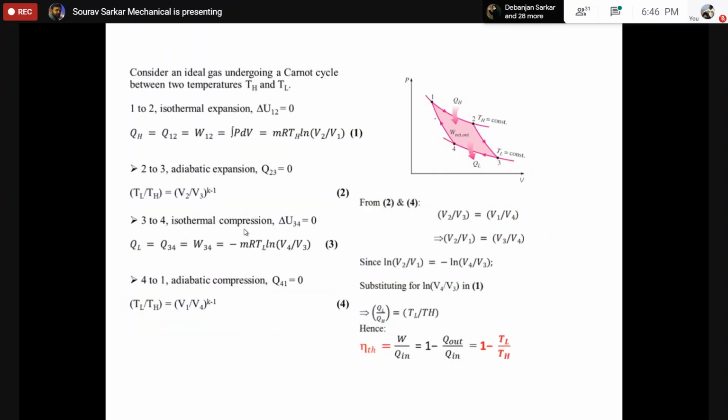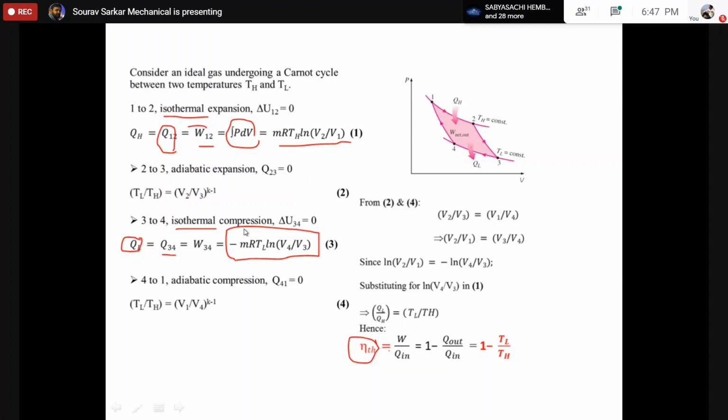Now from that we calculated the efficiency of the Carnot cycle. We calculated the heat input, which is equivalent to the work output. As it is isothermal, there is no change of internal energy. Whatever heat you are supplying, the whole heat is converted into work, and this work is the isothermal expansion PdV work, so the expression will be something like this. Similarly, for isothermal heat rejection, the heat rejection is QL, and you can find out its value like this.